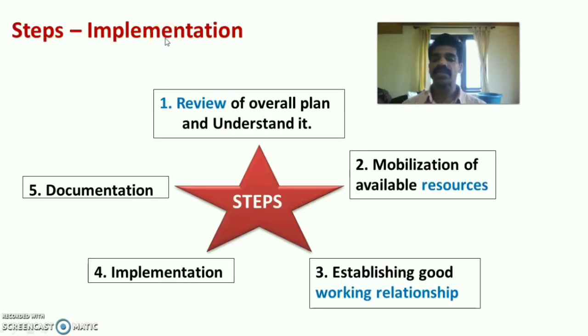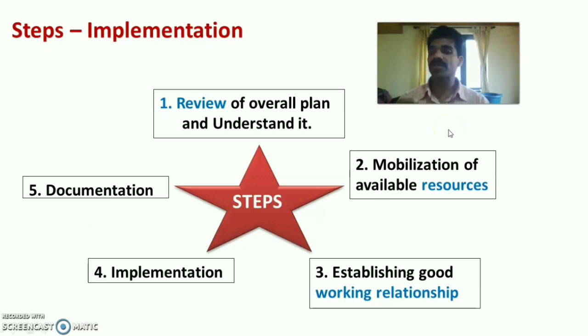Next are the steps of implementation. There are 5 steps in implementation. First one is review of the overall plan and understand it. Second is mobilization of the available resources to render the family nursing services, that is, collection or setting of available resources. Then establishing a good working relationship with the family members and other health team members. Then implementation of the health services. Then after the implementation, documentation and recording of the various family nursing services or care.